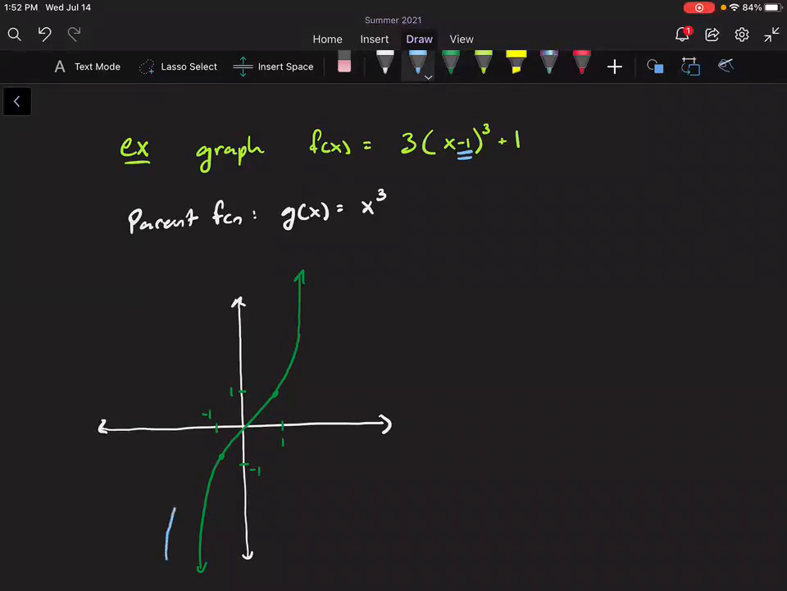And so the x minus 1 means that we have a leftward shift. And hopefully you all caught that that is incorrect. We actually have a rightward shift by 1 unit. So now we have the point (2, 1) on our graph and (1, 0).